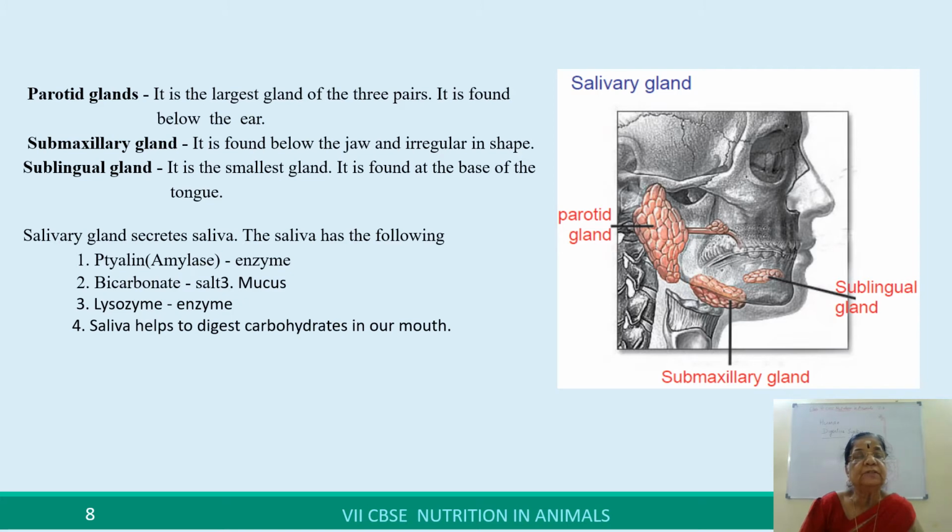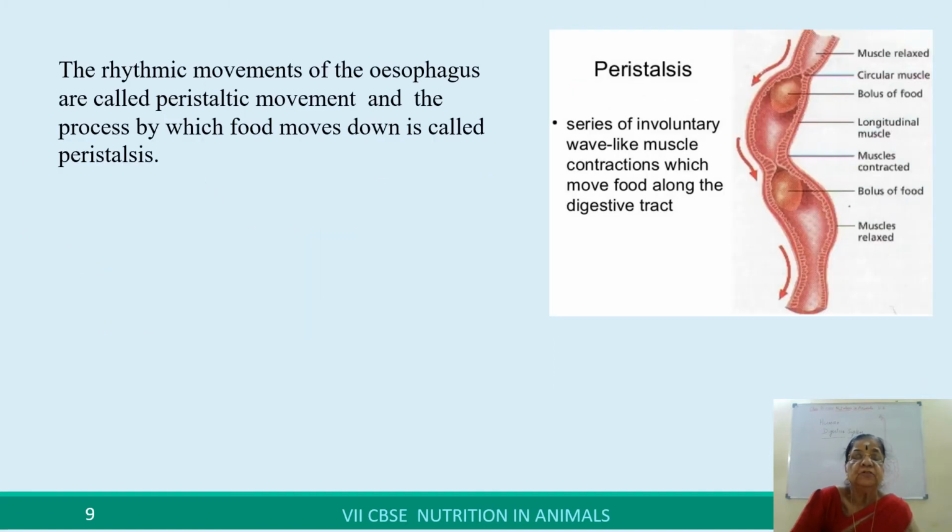So you should know the three pairs of salivary glands and the contents of saliva: ptyalin, bicarbonate, lysozyme, acting upon carbohydrate. Right? Once the food is chewed well in the buccal cavity, it reaches the stomach through the food pipe or esophagus. When it moves through the pharynx, the food, called bolus, enters the food pipe, the esophagus.